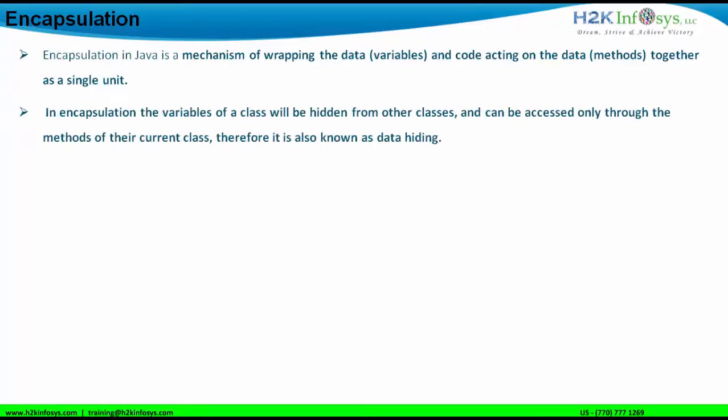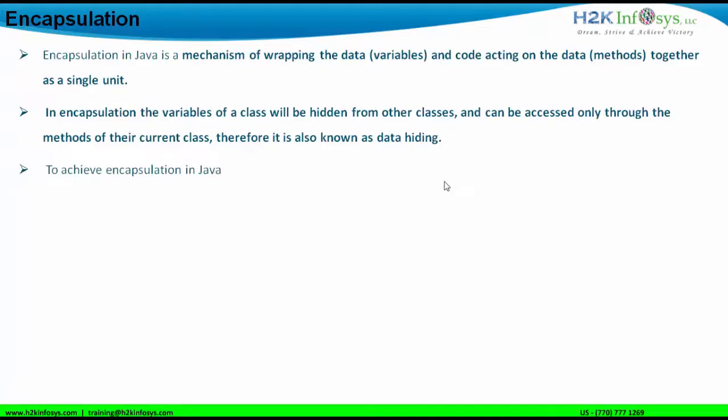In other words, encapsulation is nothing but the variables of a class being hidden from other classes. That's what it means. So you define a variable in a particular class, and it will be hidden from other classes. Other classes will not be able to use the variables defined in a particular class. That is what encapsulation does, and they can be accessed only through the methods of the current class. Therefore, it is also known as data hiding. So you can hide the data by making the data encapsulated in such a manner that variables can be accessed only by the methods present in the class in which the variables are defined. Other classes cannot use those variables, and that is encapsulation.